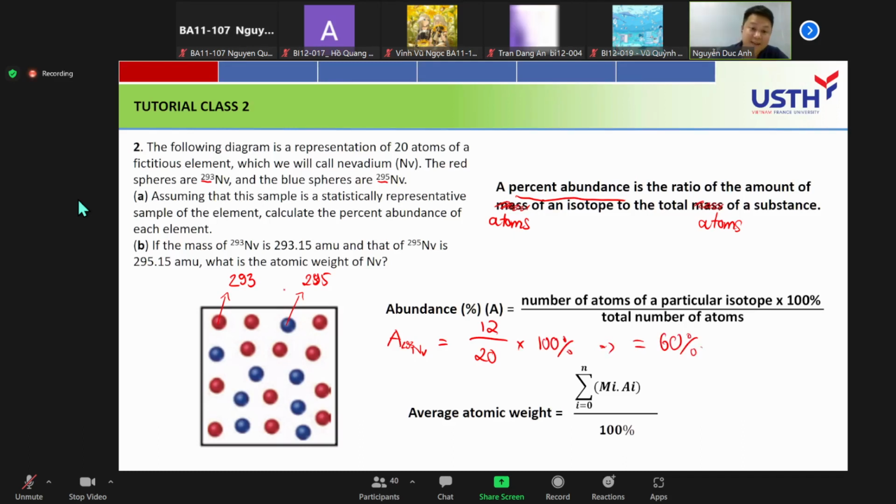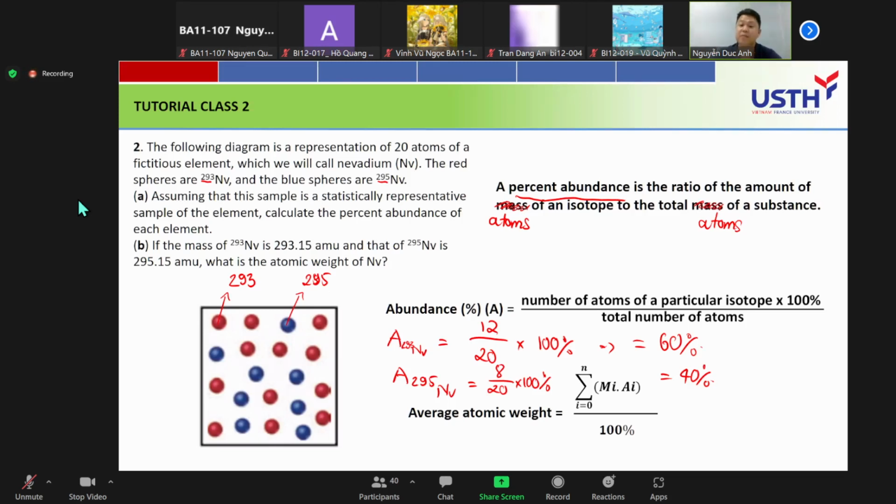Okay, on the other side, you will have the abundance of Nevadium-295, which will be equal to 8 over 20 multiplied by 100%, and it is equal to 40%. Okay, so in that way, you can calculate the percent of abundance of each element or each isotope.